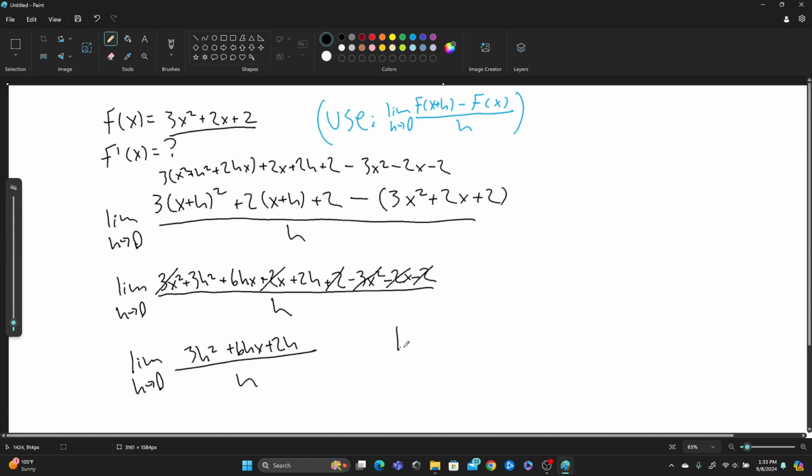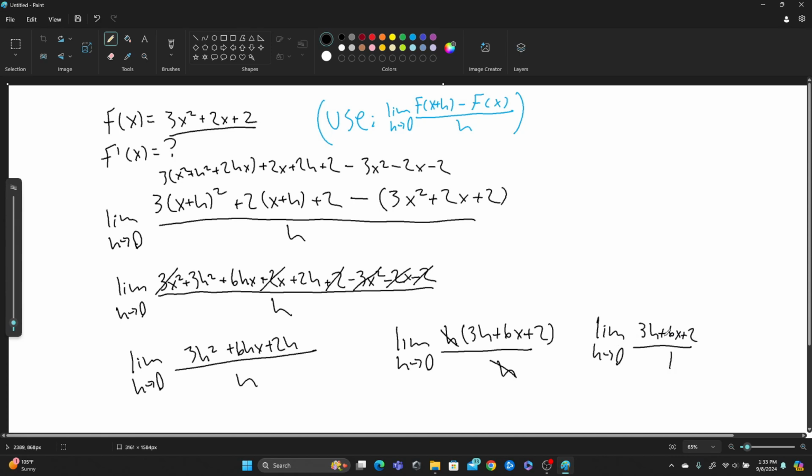And now we're going to do exactly what we did last time. We're going to have the limit as h approaches 0, and we're going to factor out an h from the top. So we're going to have h times (3h plus 6x plus 2). And then we're going to cancel these h's, so it's going to be 1 over 1. So we're going to have the limit as h approaches 0 of (3h plus 6x plus 2) over 1.